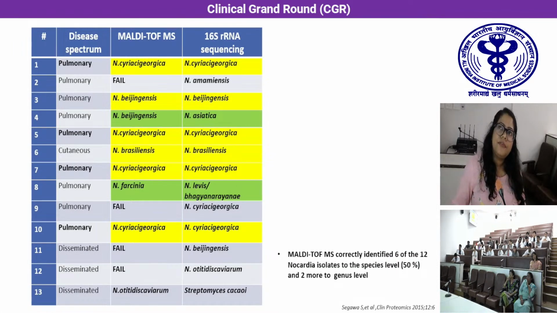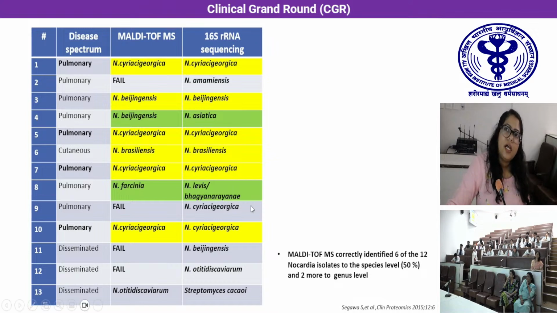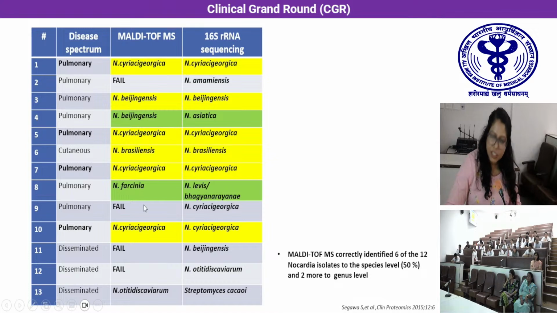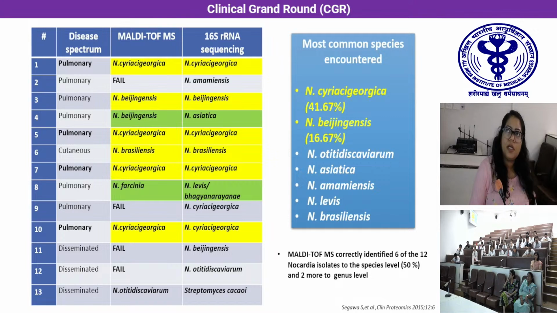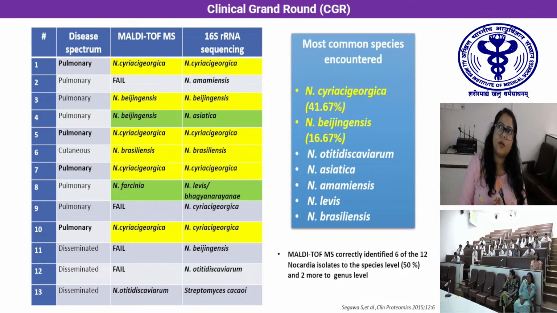Following this, for identification, we performed both MALDI-TOF mass spectrometry and 16S rRNA sequencing. MALDI-TOF was able to identify around 6 species correctly, but 2 species were wrongly identified by MALDI: Nocardia asiatica as Nocardia beijingensis and Nocardia levis as Nocardia farcinica. So these are the most common species encountered in our case series. The most common being Nocardia cyriacigeorgica, followed by Nocardia beijingensis.